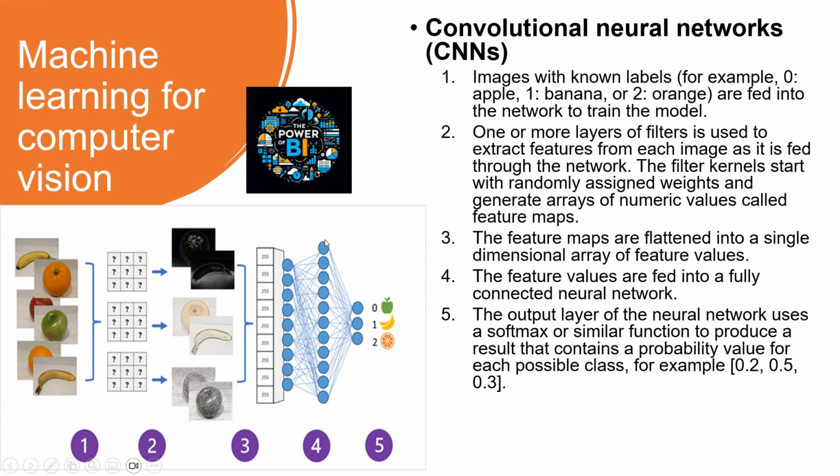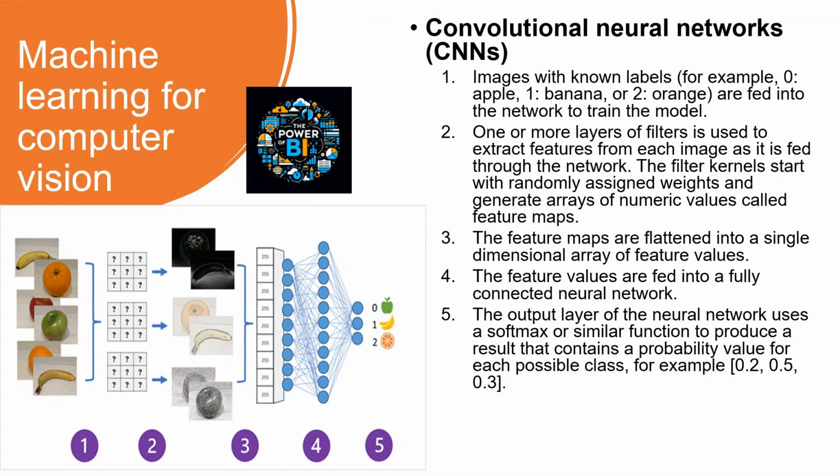So this is the neural network model that we can train, using images with known labels, like zero for apple, one for banana, two for orange. The output probabilities are compared to the actual class label. One or more layers of filters are used to extract features from each image as it is fed through the network, and then the feature maps are flattened into a single dimension. And then these feature values are fed into a fully connected neural network.